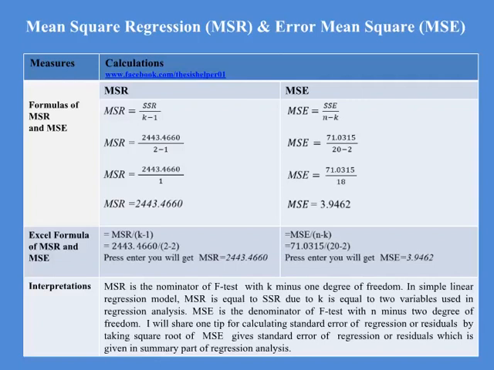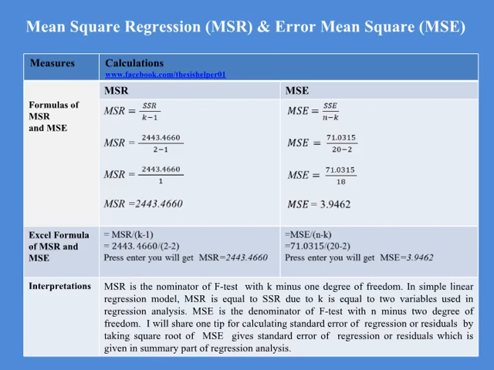MSR is equal to SSR divided by k minus 1 degree of freedom. By putting values, we get MSR equal to 2443.4660. MSE is equal to SSE divided by n minus 2 degrees of freedom. By putting values, we get MSE equal to 3.9462. MS Excel formulas of MSR and MSE are also given to help get the same answer as computed by MS Excel.